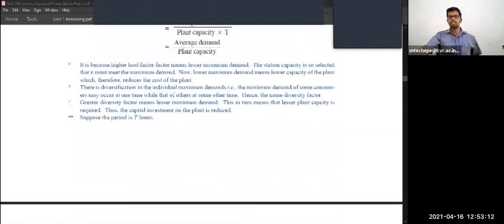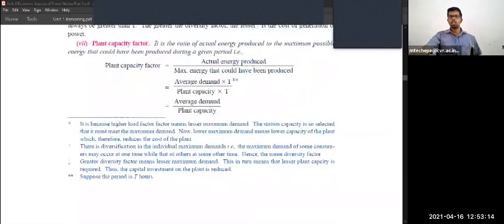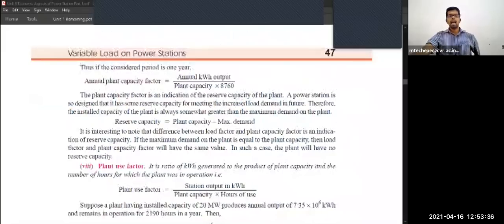So maximum energy that could be produced means, the actual energy produced means average demand into time in hours, divided by plant capacity into time in hours. So 24 hours, 24 into 30 or 24 into 365 days. So in general, that is average demand divided by plant capacity. So here, annual plant capacity factor, as I said, is annual kilowatt hour divided by plant capacity into 24 into 365, that is 8760. So that also.